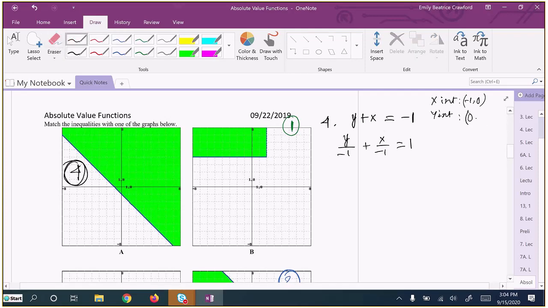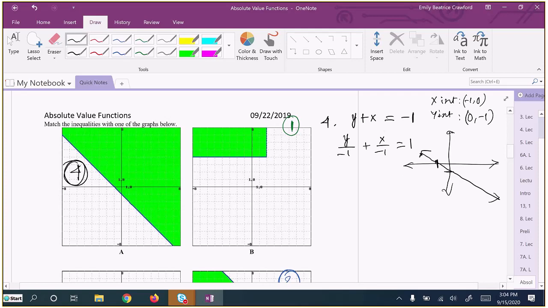0, negative 1. And then we draw these points on the Cartesian coordinates. So negative 1 for y, negative 1 for x. I join these 2 points and extend the line. And I do the same thing.